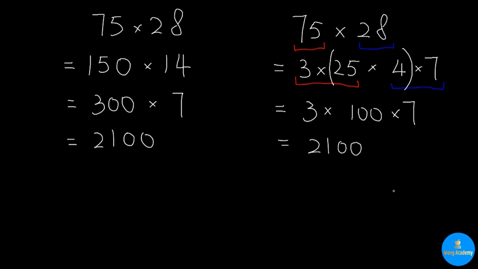Let's summarize what we have learned. If we have a number ending with a 5 multiplied to an even number, what we should do is to double the number ending with a 5 so that we have an ending 0. And at the same time, we have to halve the even number so that we can save our multiplication power.